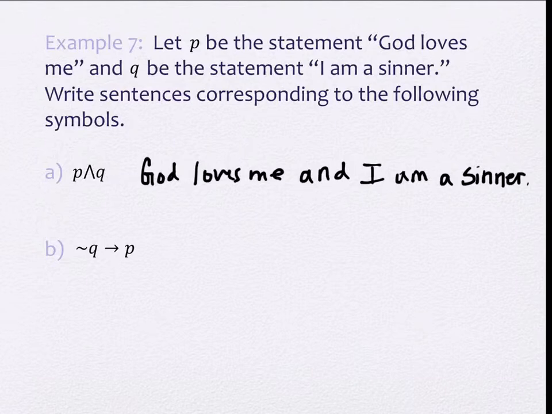So that's the first one. The second one does not have the "and" or "or" between it. What does it have? It has that arrow, which is an if-then, right? It has a conditional. So the easiest way to write it is to simply start out with the word "if." So what would come after the word "if"?